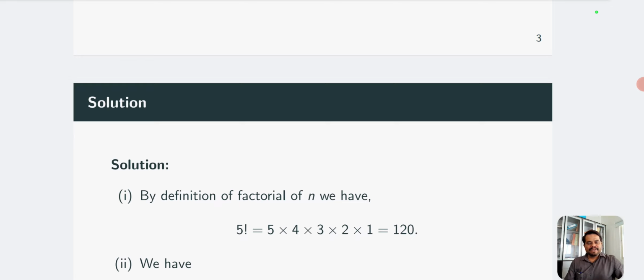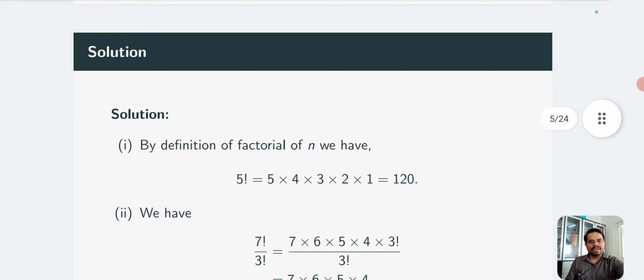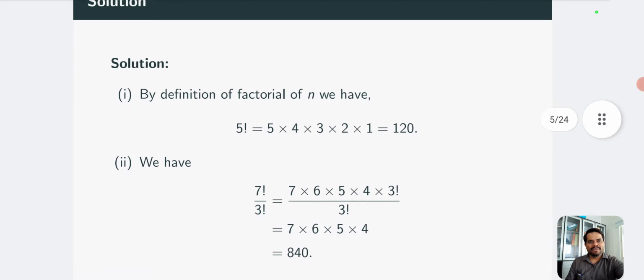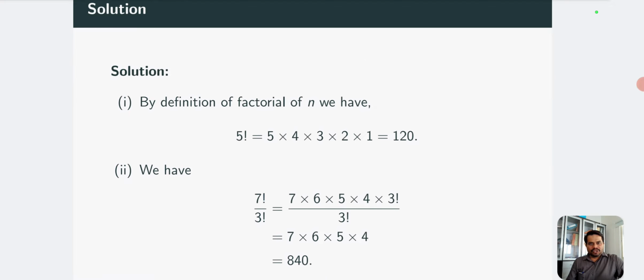The second example is 7 factorial divided by 3 factorial. We have to evaluate this one. In the numerator we can expand the factorial of 7 as 7 into 6 into 5 into 4 into 3 factorial, because in the denominator it is 3 factorial, and then it cancels out. We get the answer 840.